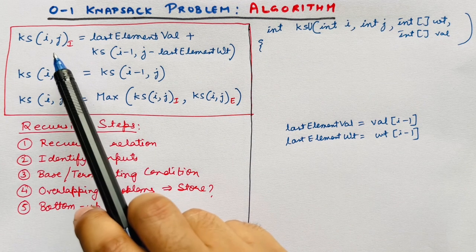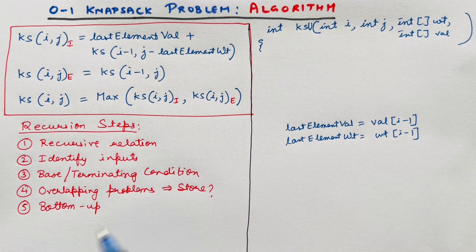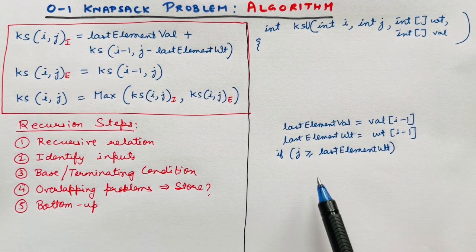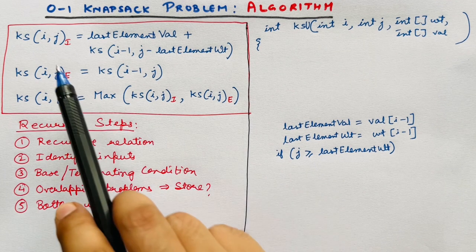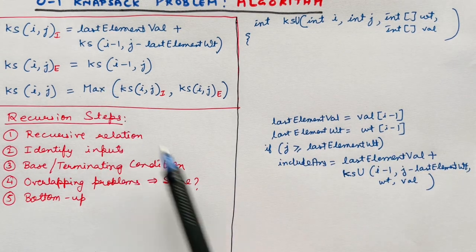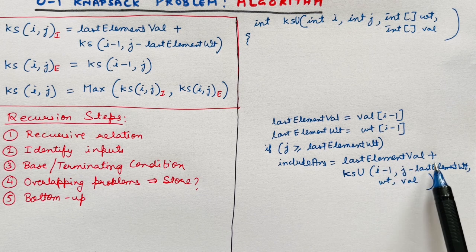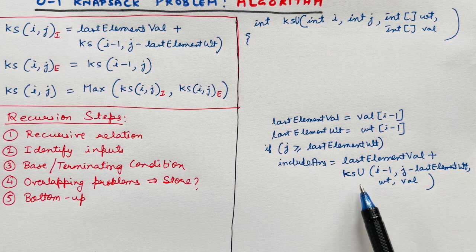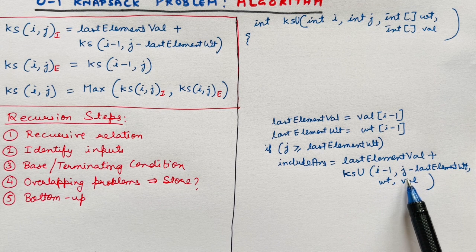But the include case makes sense only when the capacity is greater than the weight for the last element. So we add this condition. Now, if this condition is satisfied, what will be the answer for our include case? As per this recursive relation, the answer for the include case will be equal to the value of the last element plus the maximum value that we can achieve by using only the first I minus 1 elements and with the reduced capacity of j minus the weight of the last element.